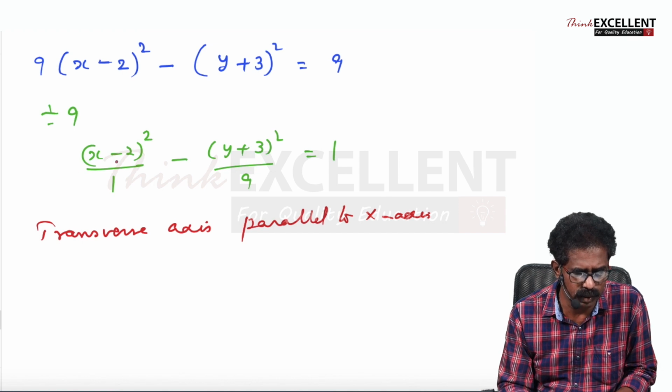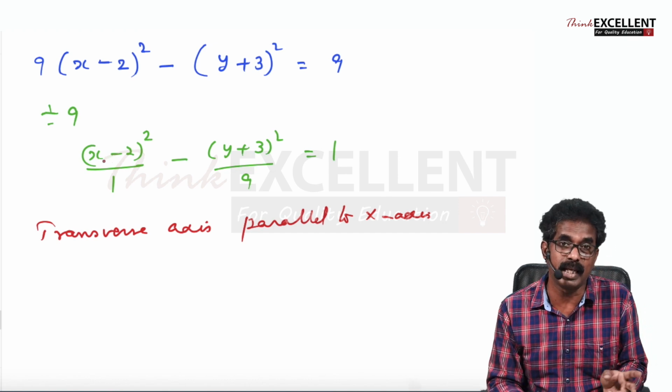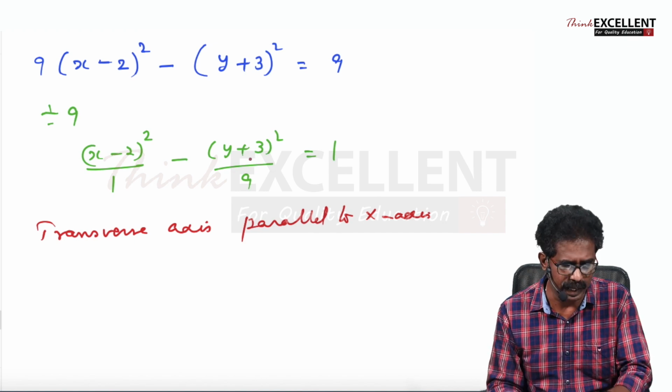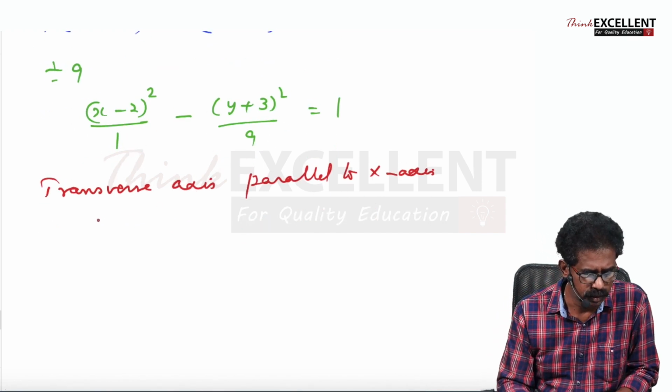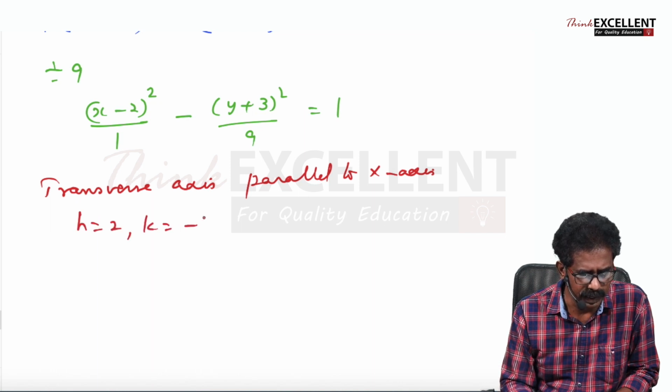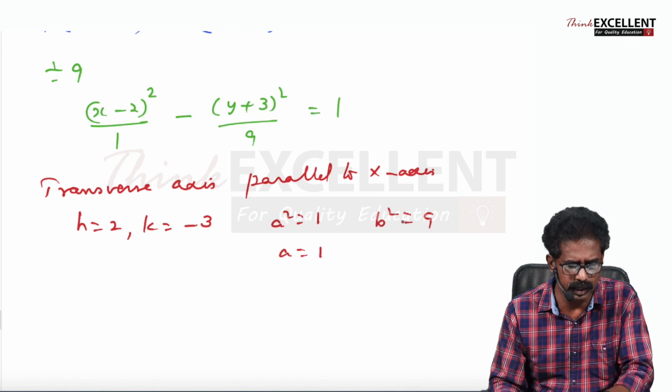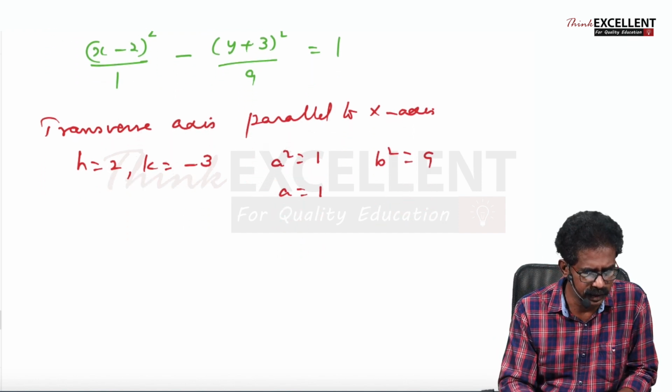So what is the h value? X minus 2, so change the sign. So h equal to 2 and k equal to minus 3. What is a square here? The first one's denominator, so 1. So the a value is also root 1, which is 1, and b square equal to 9. So immediately you can find what? Eccentricity, find it out.